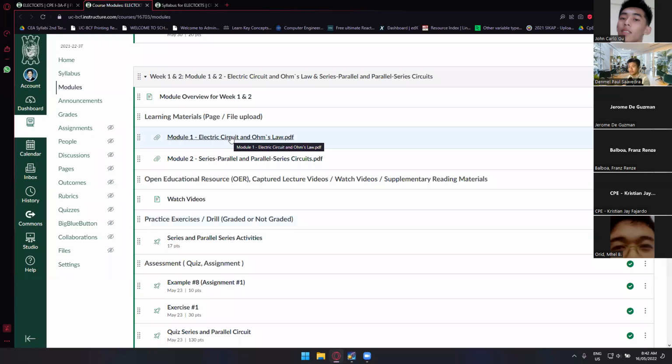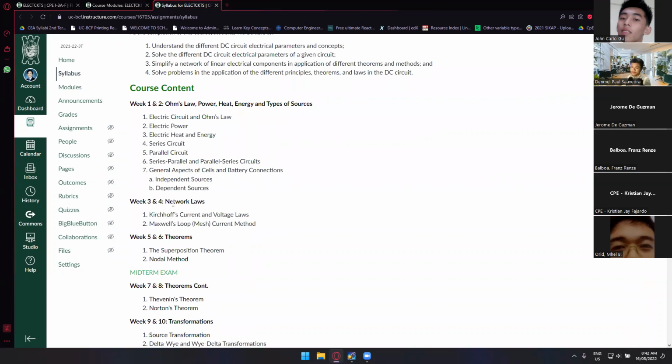This is the module 1, which talks about Ohm's law, and then the module 2, which talks about different kinds of sources or circuits, which is the series and parallel, or the parallel series. Okay. And then for the third week, we have the network laws. So we have 2 laws for that one. We have the KVL, KCL, and then the other one is the Maxwell loop or the mesh current method.